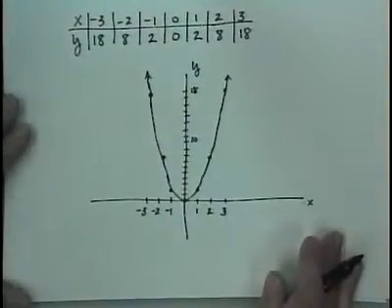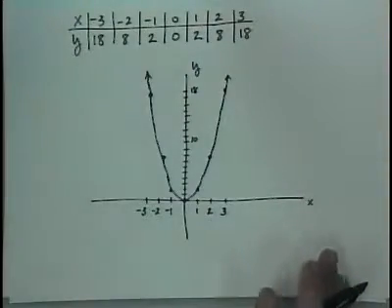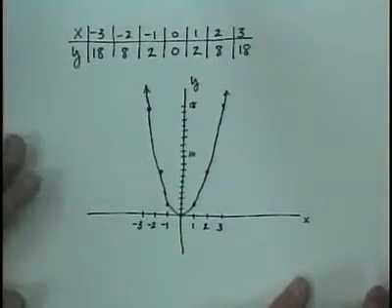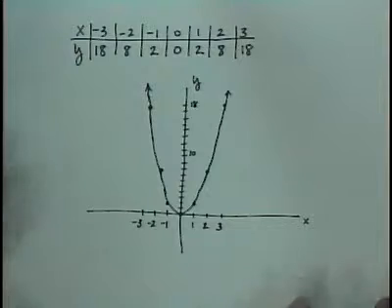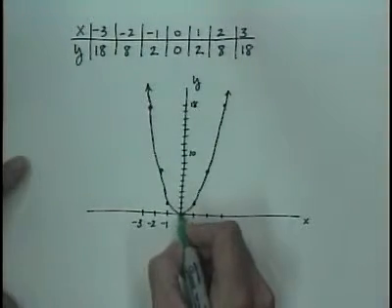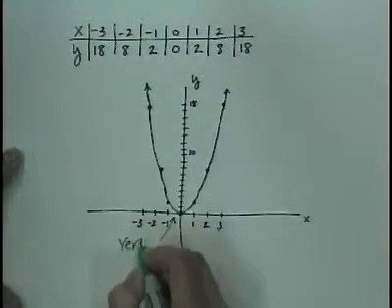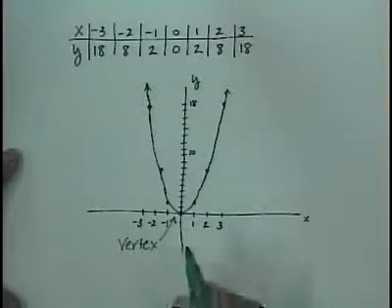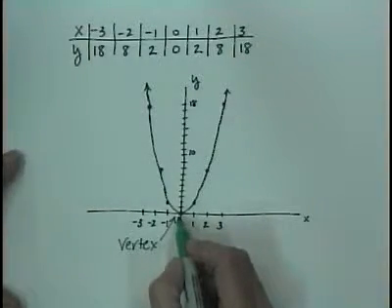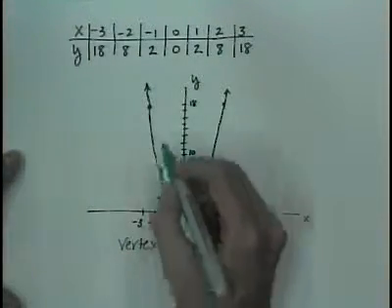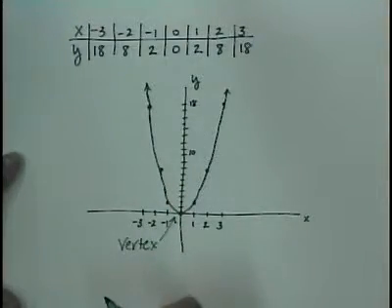Roughly that shape. Now there were two things that I want to indicate on this graph. Well, one I want to label and one I want to state. The thing that I want to label on the graph is the vertex. The point 0, 0, this point, is the vertex of the parabola. It's either the minimum, as in this case, or a maximum if the parabola happened to open down.